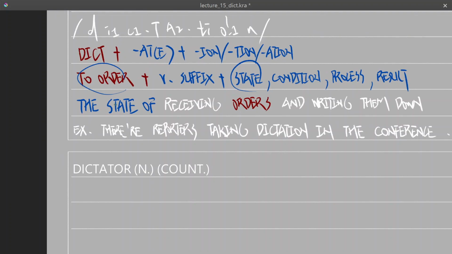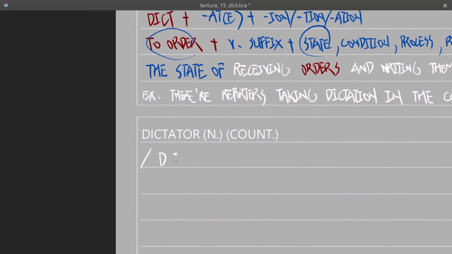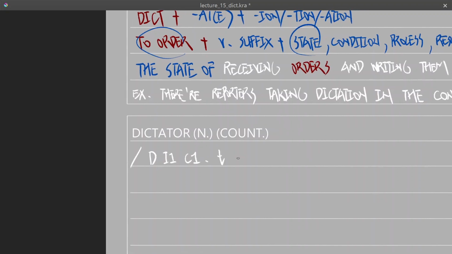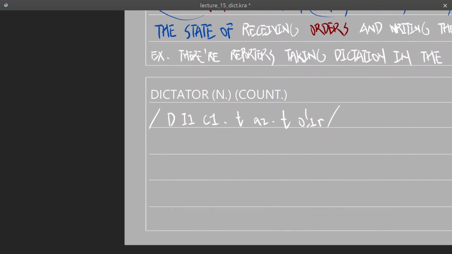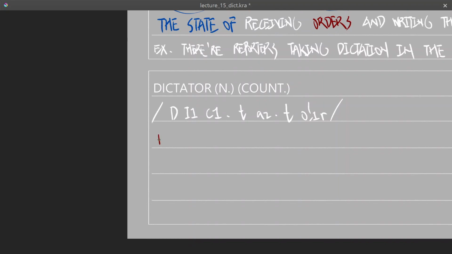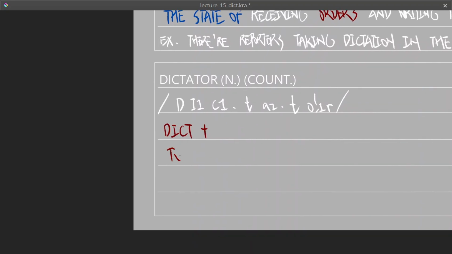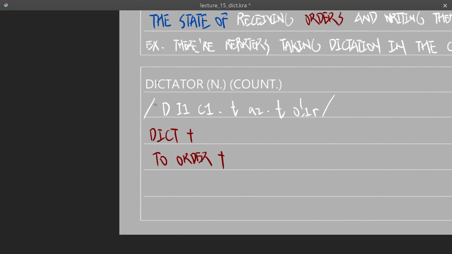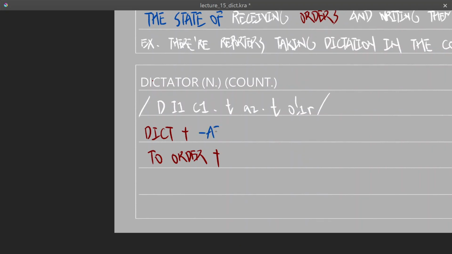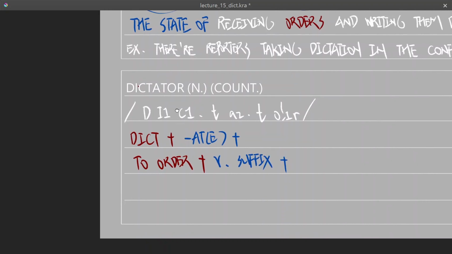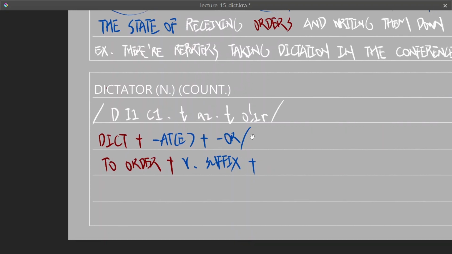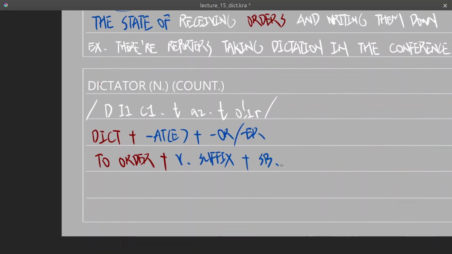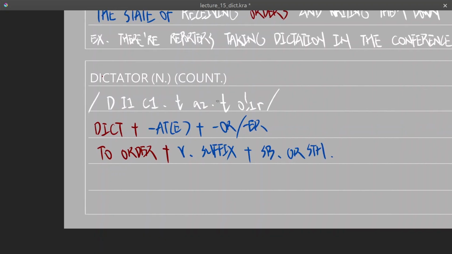And next one, you have dictator. Cool, dictator. Again, we have the root dict, meaning to order. To order somebody to do something. And we have the verb suffix ate, which is a verb suffix. And lastly, we have the noun suffix or, meaning somebody or something. It's a common noun suffix.